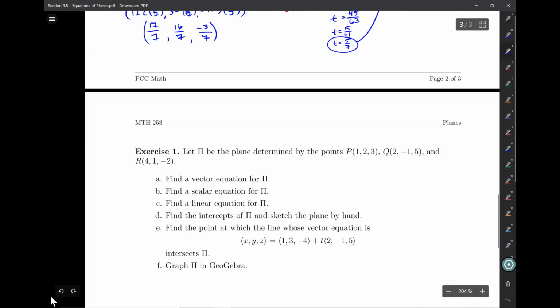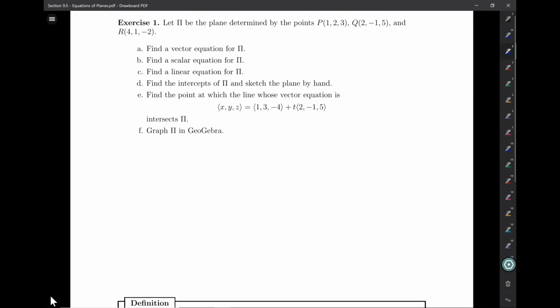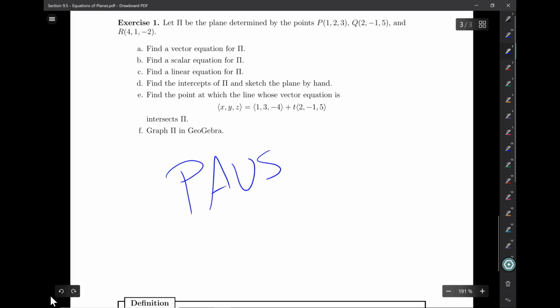Alright, so we've just covered a lot of information, so I want you to take a few moments, pause this video, and see if you can work through and find, for the plane described here, a vector equation, a scalar equation, a linear equation, so all 3 of those different forms of the equation for a plane. Find the intercepts of this plane and sketch it by hand, and then find the point at which the line, whose vector equation is given right here, intersects the plane. And then try graphing this, just to see if this actually looks accurate.